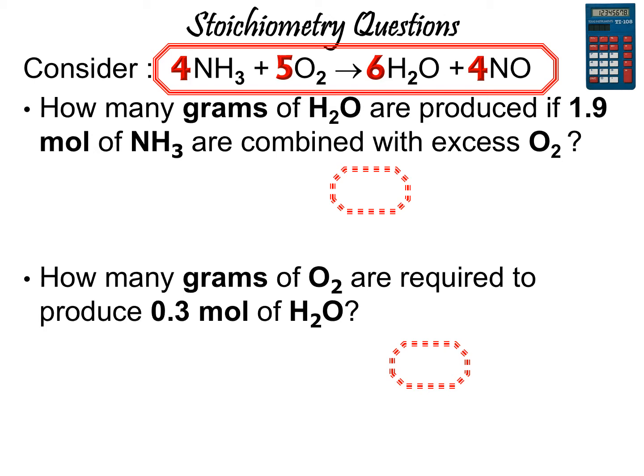How many grams of water are produced if 1.9 moles of NH3 are combined with excess oxygen? We'll talk about what that means later, but notice excess oxygen doesn't have a number to it, so you can't do too much with that right now. Let's just get to that later. Okay, so we're looking for grams of water. Our answer is going to come out in grams.